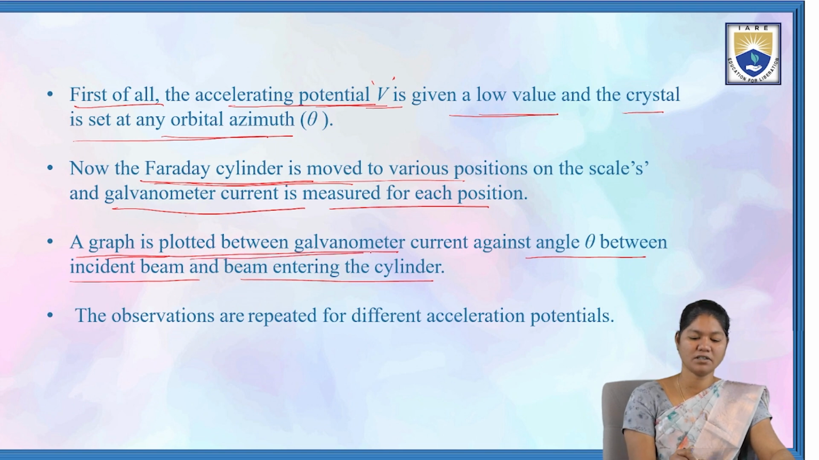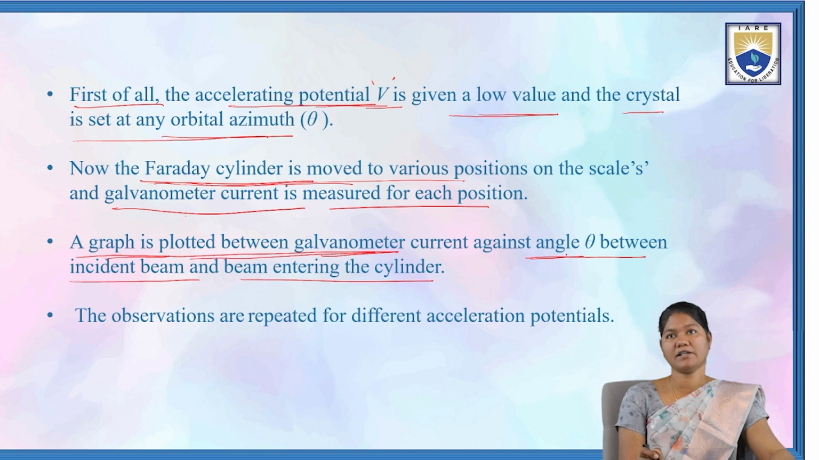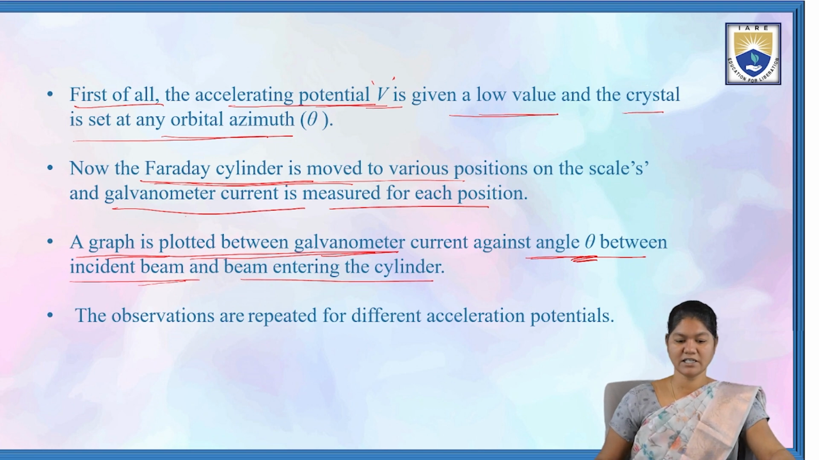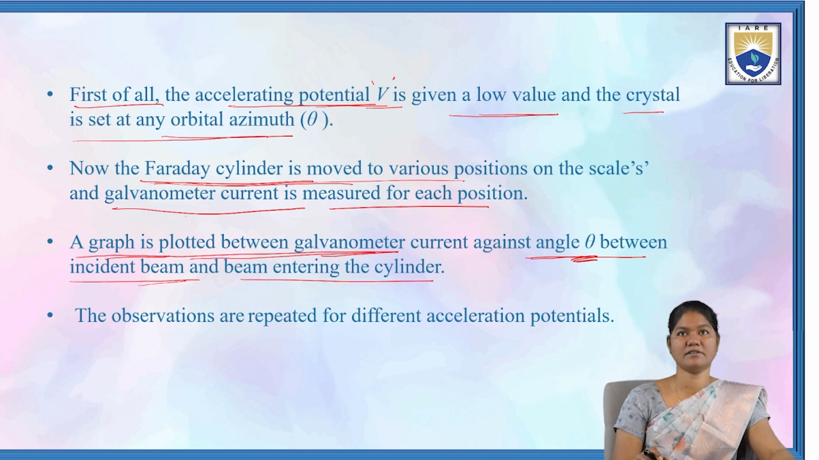So a plot is drawn between galvanometer current against angle theta. This angle theta is in between the incident beam and the beam entering the cylinder, that is this one and this one. So it is galvanometer current against scattering angle theta, the scattering angle between the incident beam and the scattered beam entering the cylinder.